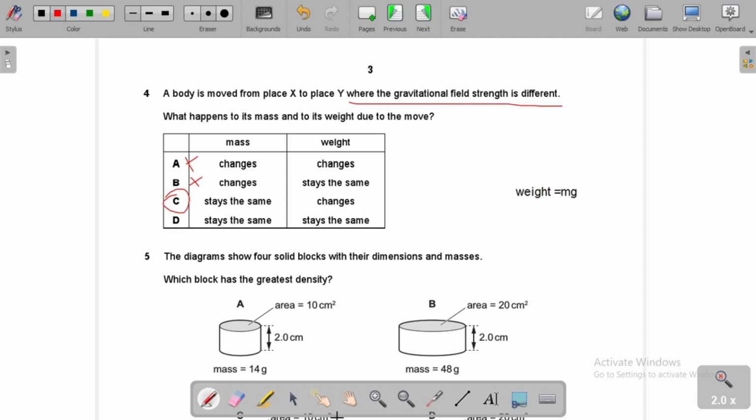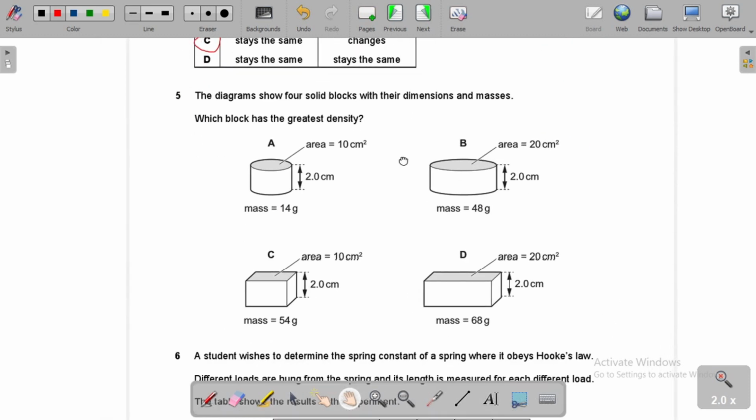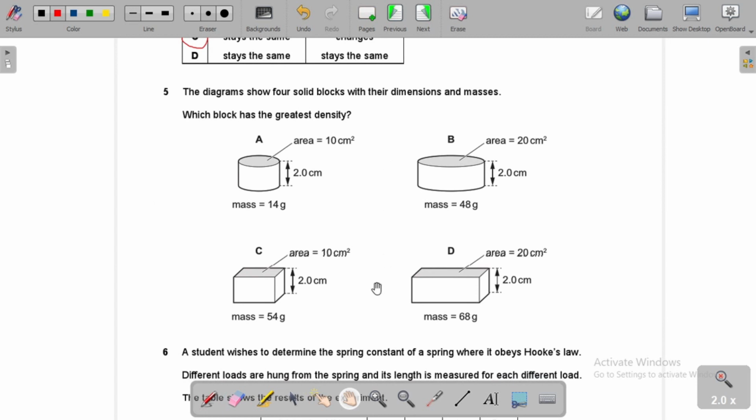The next question. The diagrams show four solid blocks with their dimensions and masses. Which block has the greatest density? We need to look at the formula for density. Density equals mass over volume. So we're going to look at mass over volume for the whole of this.